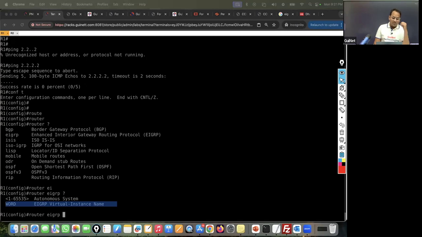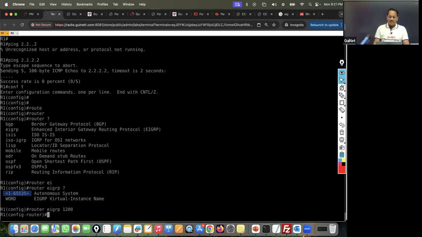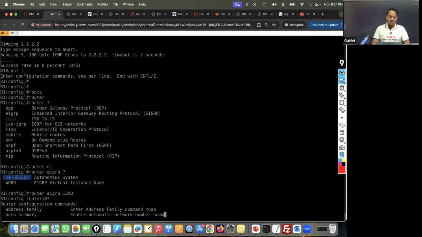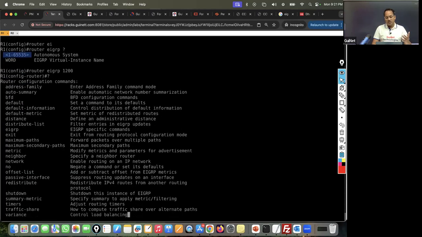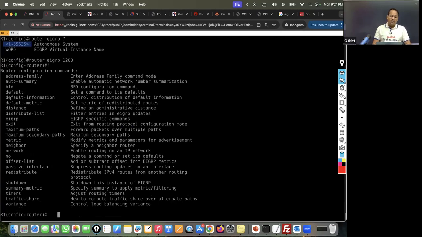In classic mode, I will just put any autonomous system number from this range, because we already know the range. So let me use 1 or 2 as the AS number, or I can use 1200 as well, no problem. So this is router EIGRP. Now if you put a question mark, there are a lot of commands available in EIGRP: address family, auto summary, default, distance, distribute list, eigrp, maximum path, metric, neighbor, network, a lot of things we have.